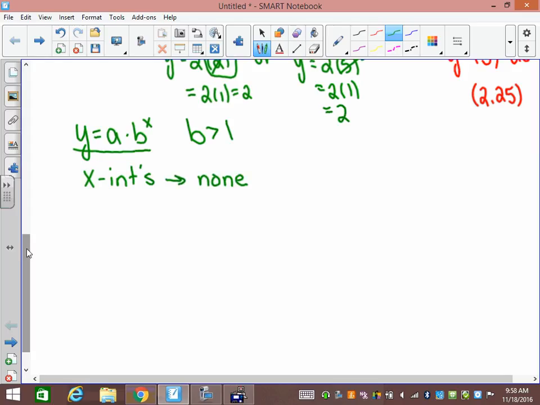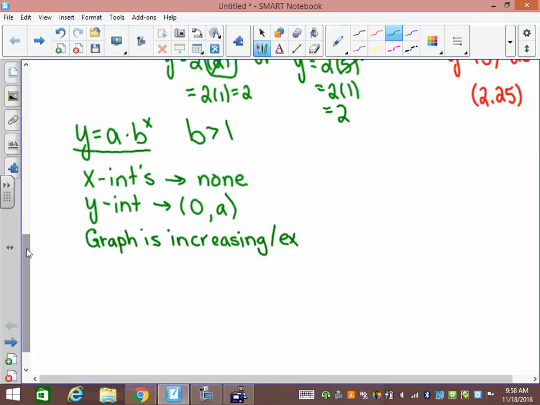Okay. What's the y-intercept always? 0 and, in this form, what would it be? 0 and a. The graph is increasing, or exponential growth.